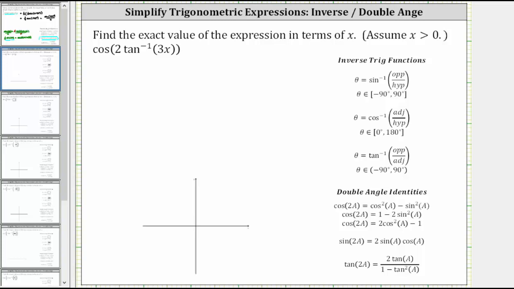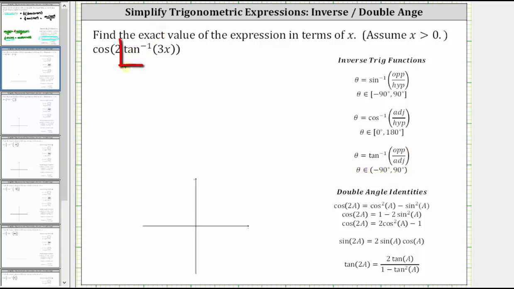We're asked to find the exact value of the expression in terms of x, assume x is greater than 0. We are given cosine of 2 times inverse tangent of 3x. Inverse tangent of 3x is equal to an angle theta that has a tangent function value equal to the input into the inverse tangent function. And the angle theta must be in the open interval from negative 90 degrees to positive 90 degrees.